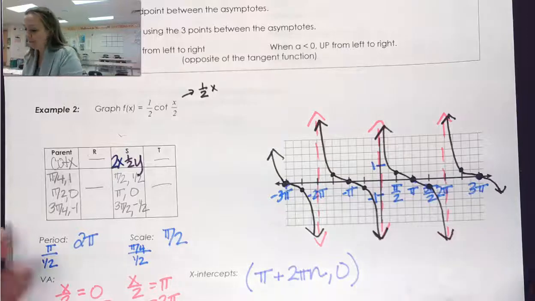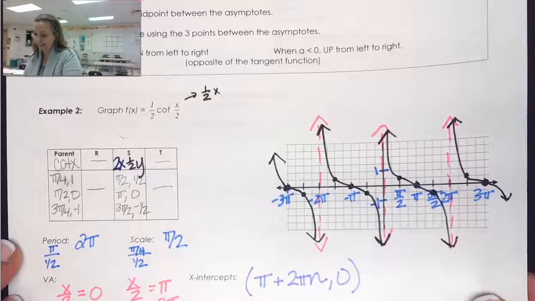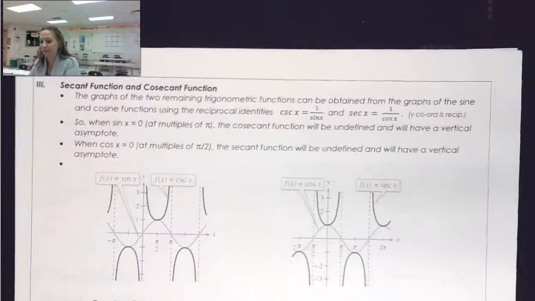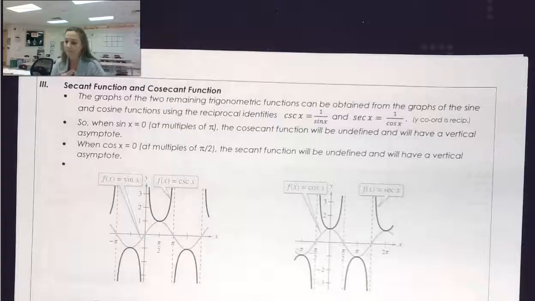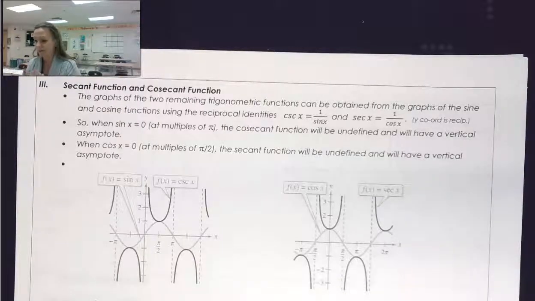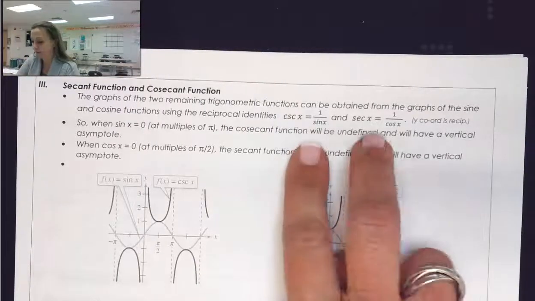Okay. So the last type of function we're going to look at is, I guess, two of them, the secant and cosecant functions. But these are so similar to the sine and cosine functions as far as how we graph them. The graphs of the two remaining trig functions can just be obtained from the graphs of the sine and cosine functions using the reciprocal identities.